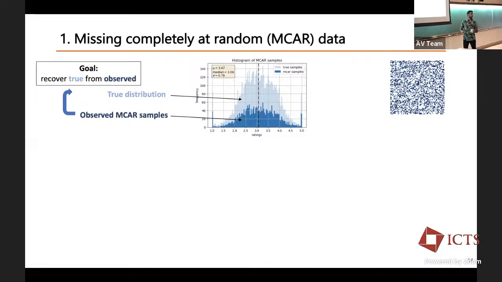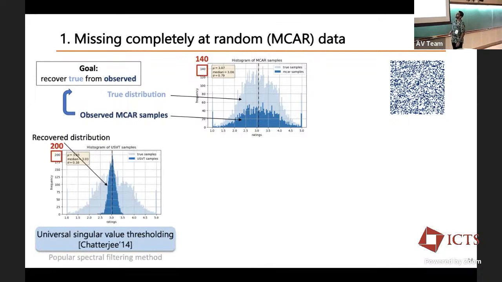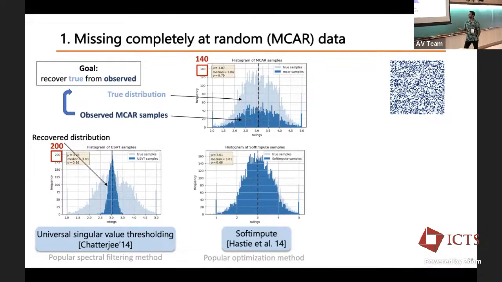First question one could ask about matrix completion is, can you do this simple task? We ran a few different algorithms. The first algorithm we ran was a very popular one in the literature called Universal Singular Value Thresholding, USVT, by Chatterjee. It's a very popular spectral filtering method where you kind of do PCA. And surprisingly, it didn't work. It tended to just recover the mean for some reason. Though it is designed for this style of missingness, it didn't work. But the good thing was that we tried another method that's very popular in the literature called Soft-Impute by Hastie et al., also at Stanford. This is an optimization-based method, and it actually worked beautifully. The dark blue that was recovered is completely covering the light blue, and that's what you would hope to see.